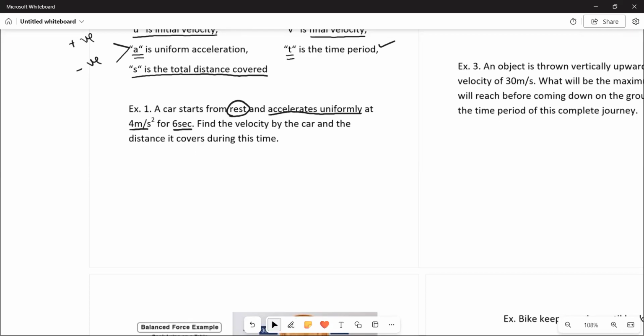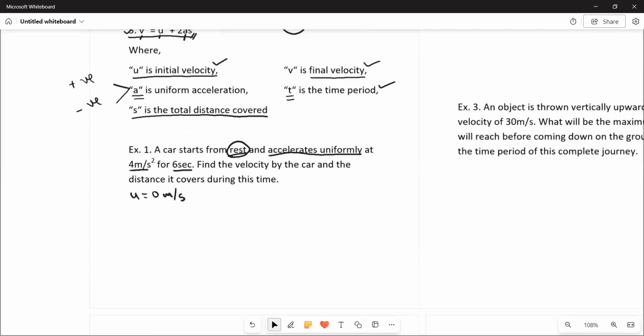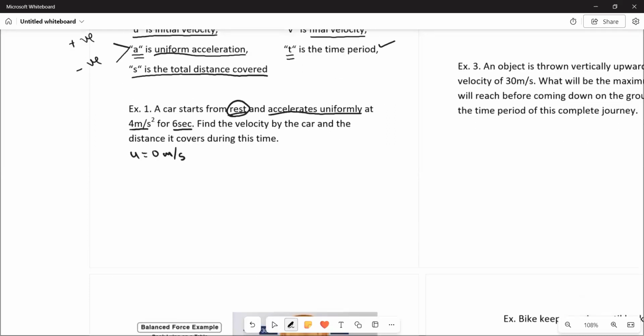So here it starts from rest. As it starts from rest, our initial velocity U will be equal to 0 meters per second, right? And it accelerates uniformly. See here the value of A. It is given here that it accelerates uniformly, right? So our value of A will be equal to 4 meters per second square.